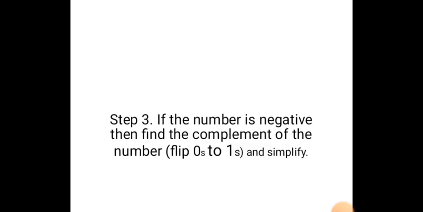Step 3. If the number is negative, then find the complement of the number. What do I mean by that? This means that you should flip every 0 to 1. That only happens if you have turned a number into binary. If you turn the positive number into binary, then if you want to take it to negative, flip the zeros to ones and ones to zeros. Then the number becomes negative. And after that, you simplify.